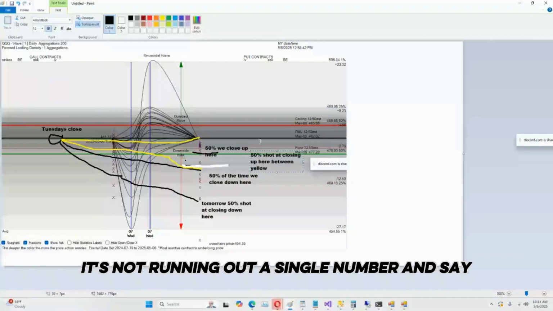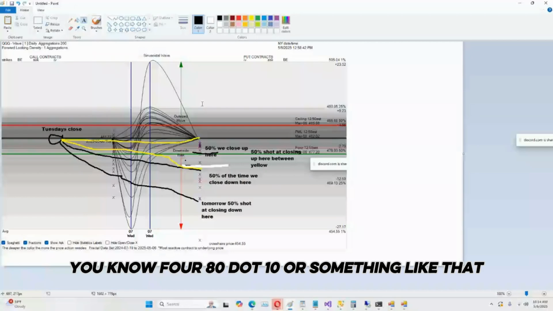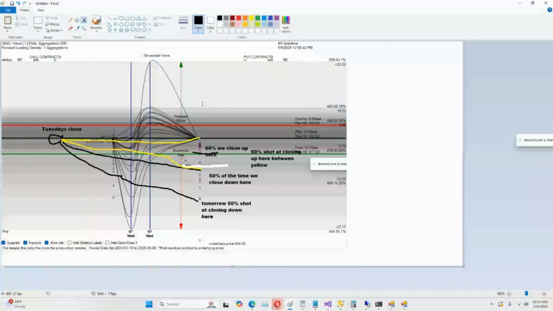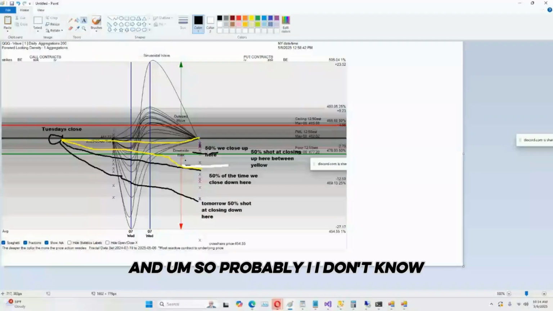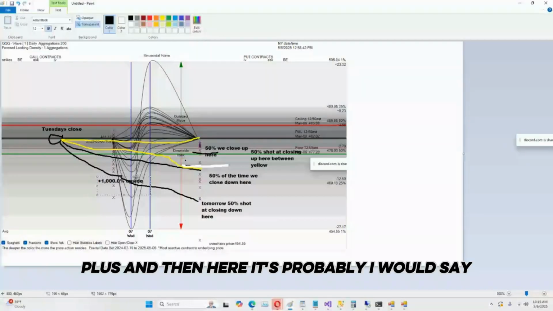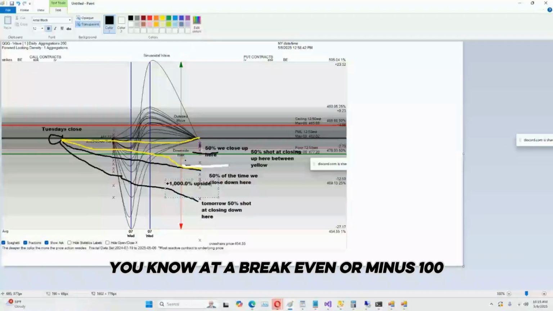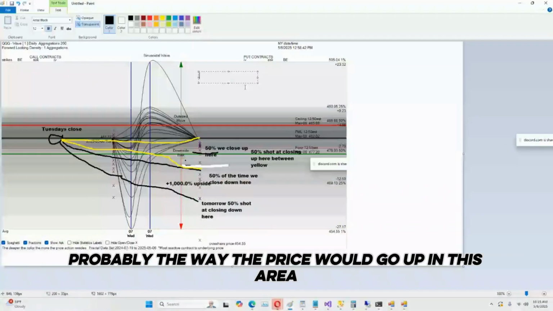It's not drawing out a single number and saying we're going to close at 480.10 or something like that. It's just a zone. And so, I'm guessing down here, I would say plus a 1,000 upside if we close in this range. And then here it's probably, I would say, at a break even or minus 100, probably, the way the pricing would play out in this area. Something like that.